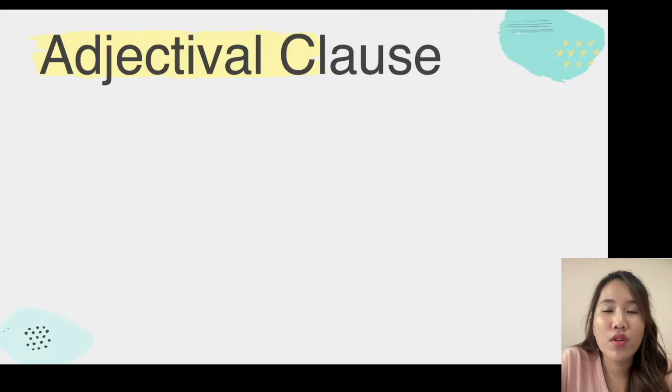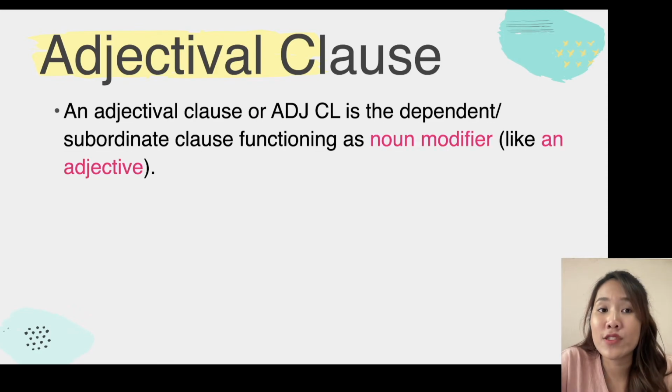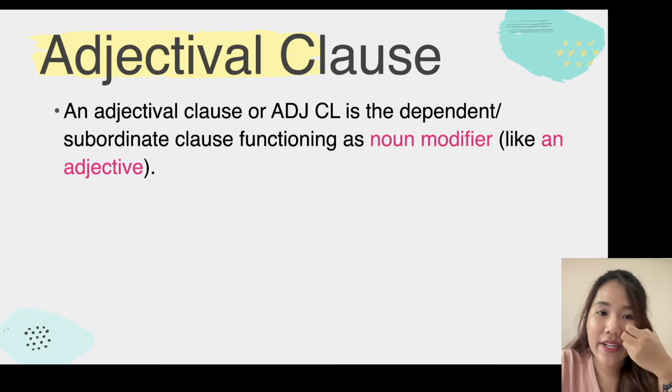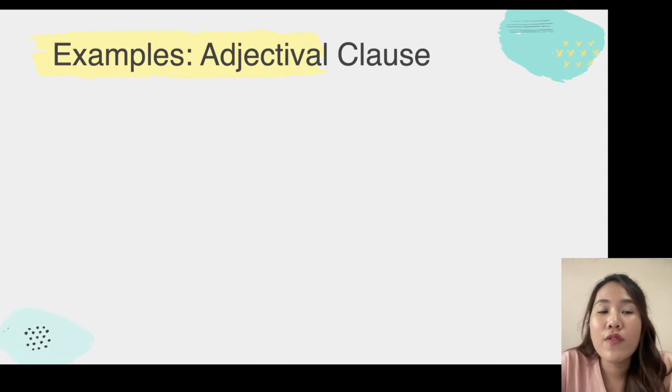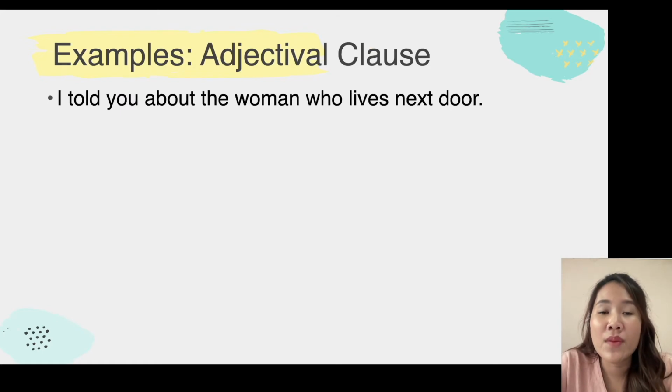Apart from nominal clause, a dependent clause can function as an adjectival clause as well. Adjectival clause comes from, as its name, adjective. So an adjectival clause is a type of dependent clause that functions as a noun modifier. So whenever you see that kind of dependent clause modifying a noun, it is an adjectival clause. For example, like I tell you about a woman who lives next door.